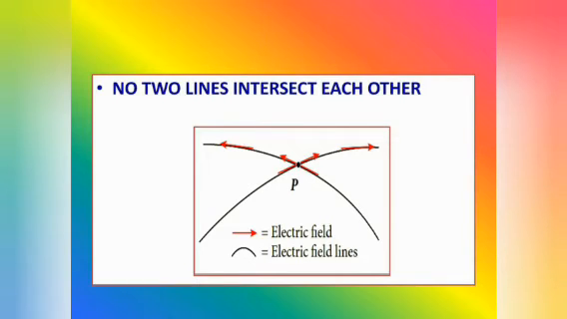The final point, no two lines intersect each other. Here a straight line is an electric field, a curved line is an electric field line. It is important for 2 marks or 3 marks. 2 marks means 2 points and 3 marks means 3 points.